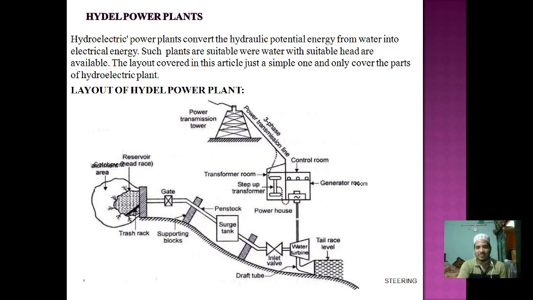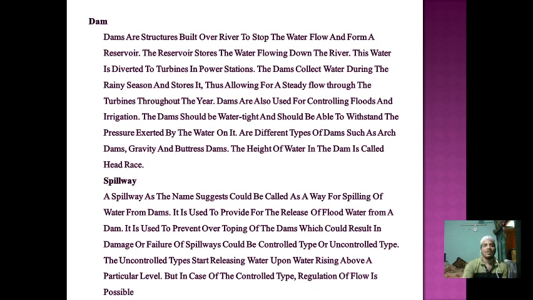In that hydropower plant layout, one of the main parts is the transformer room. In the transformer room, we can control the deflection of speed of water, or we can say the deflection of the power that is generated. Here the dam is there, the main part.